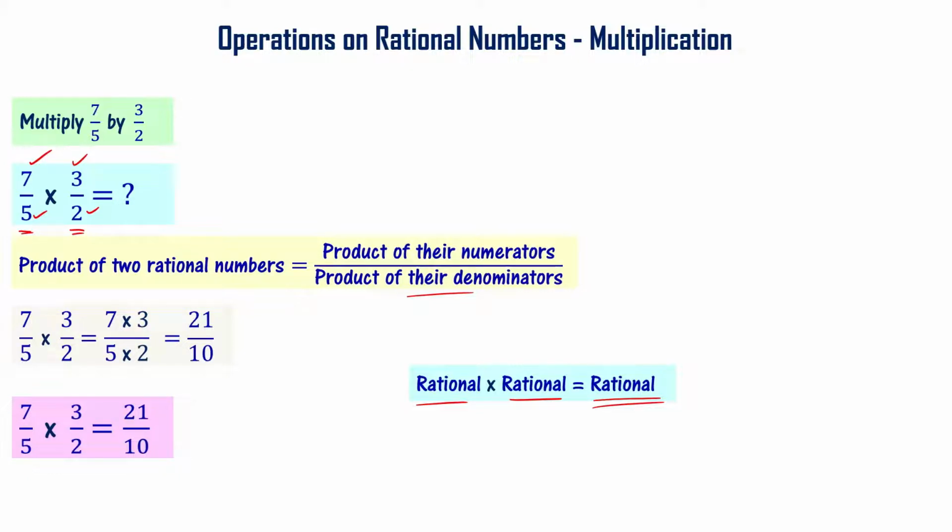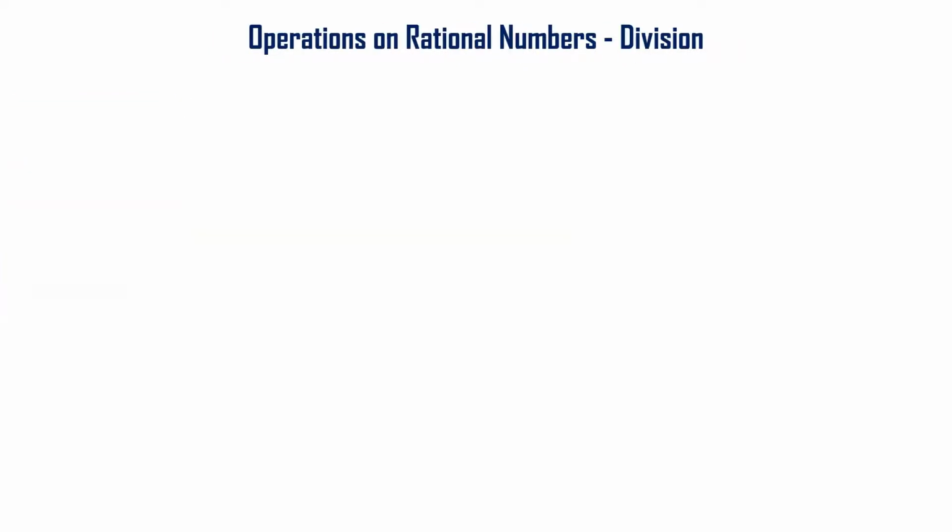Any rational number combination you can take and verify this. You are going to get this. For that reason, we say that multiplication of rational numbers is also closed. Understood? Now let's look at division.